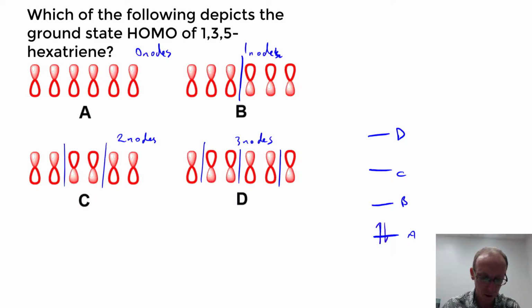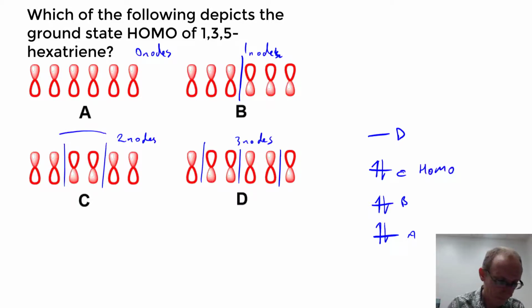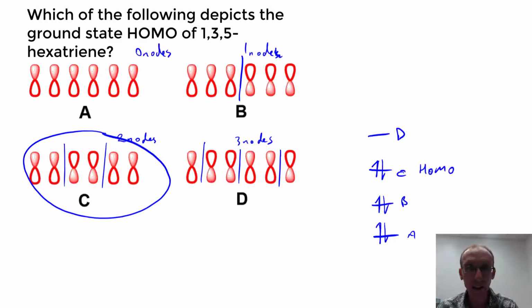So there's 2, and there's 2. So it's the C molecular orbital that is going to be the HOMO. This one here. So let's take a note of that because it's relevant to the next question. We've got the same symmetry at either end of that pi system.